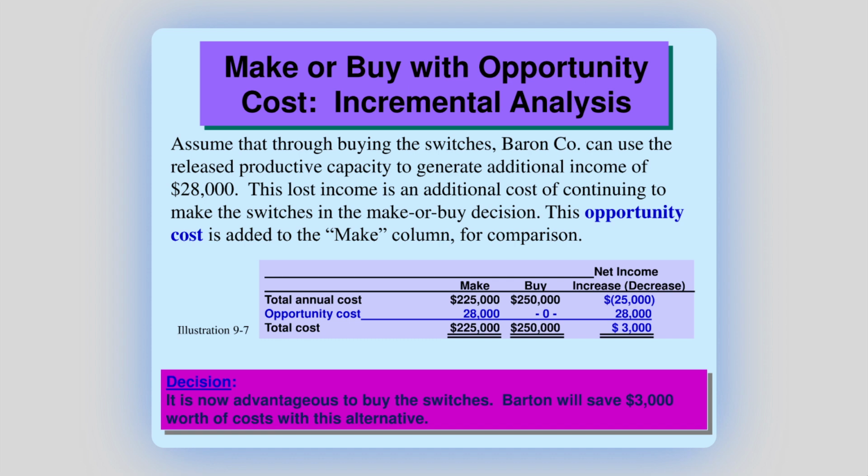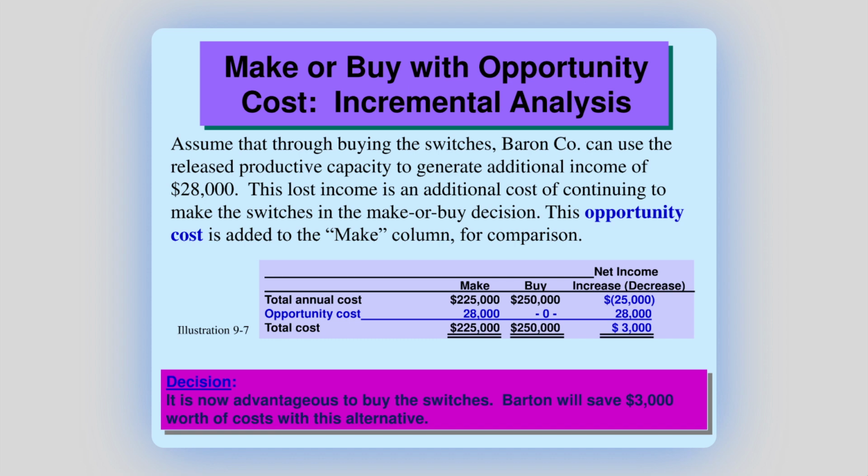So, there would be lost income. If you notice, opportunity cost is in the make, not in the buy. So, you have 225. So, what is the goal now? We will not make our own product. Of course, if there would be opportunity cost, your decision now is to buy the switches. It is now advantageous to buy the switches.